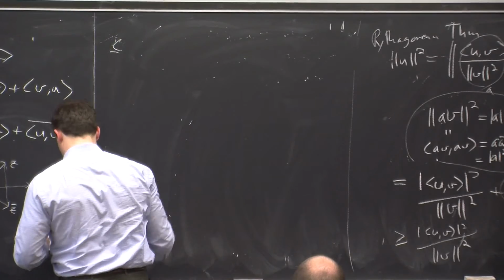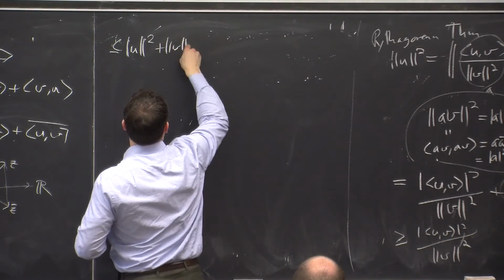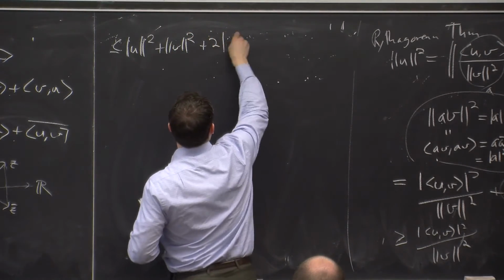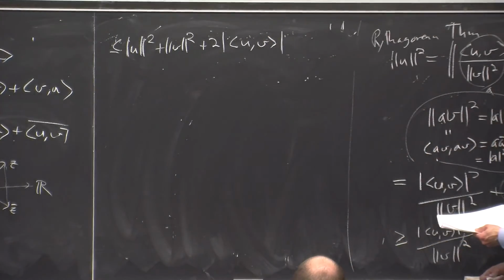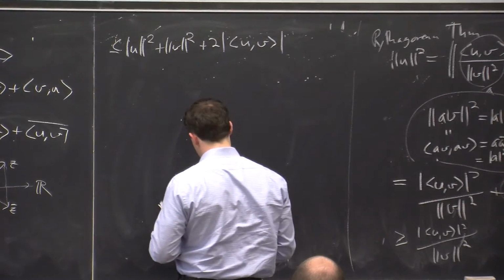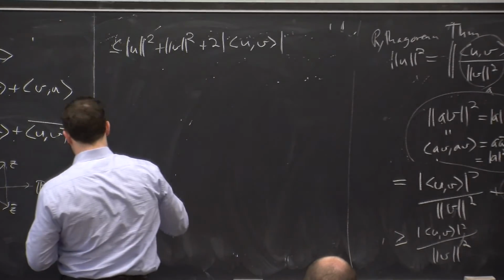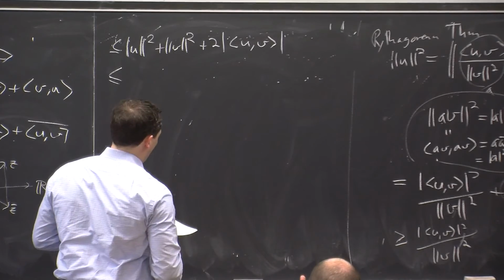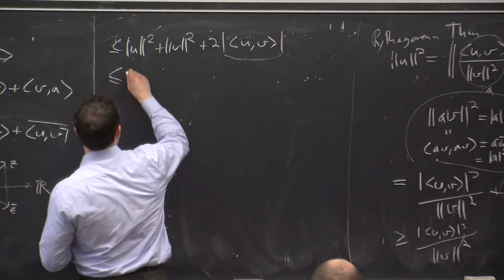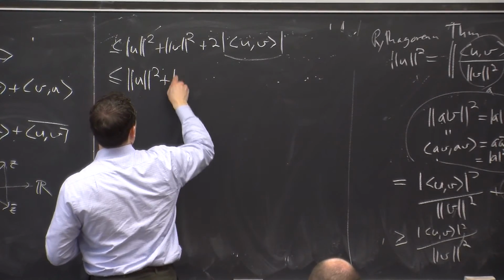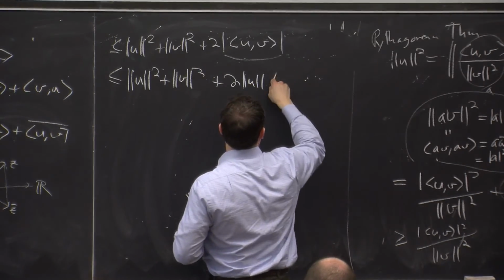And that's less than or equal to norm of u squared plus norm of v squared plus twice the absolute value of the inner product, with equality if it's already real. We're throwing away the complex information, so this will always be bigger. And now here's something we can apply. One of the other results we have, Cauchy-Schwarz, gives that this is less than or equal to norm of u squared plus norm of v squared plus 2 norm of u norm of v.